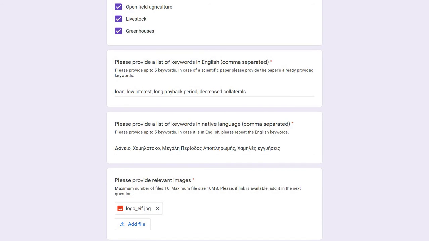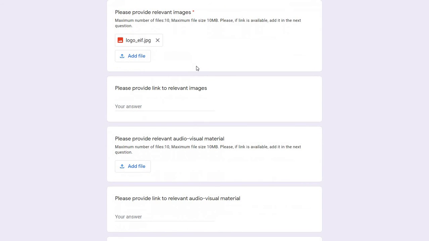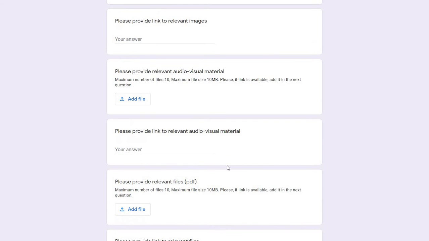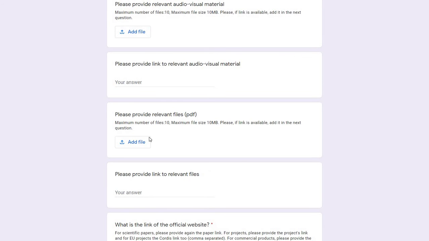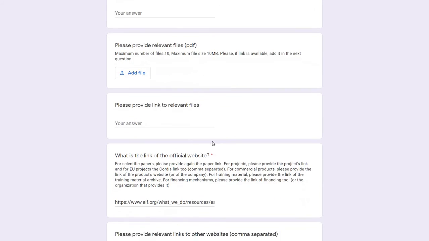A list of keywords: loan, loan interest, long payback period, and decreased collaterals. And this is the translation in Greek. We have to provide the relevant image. Since the Greek ministry hasn't developed such an image, I opted to upload the logo of the European Investment Fund, which is co-financing this. Due to the lack of other communication material, these fields are all left empty, but for other mechanisms where such material exists, we can upload it.